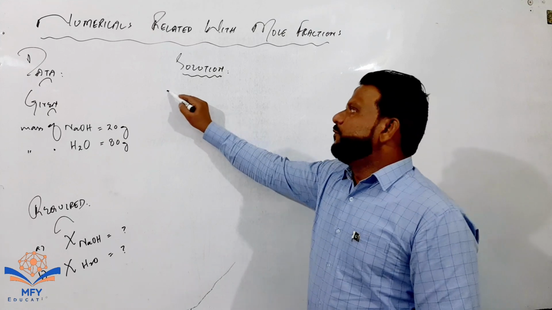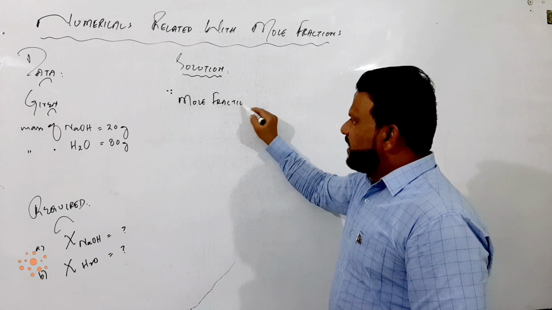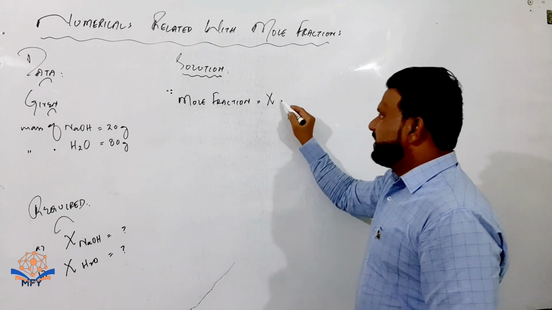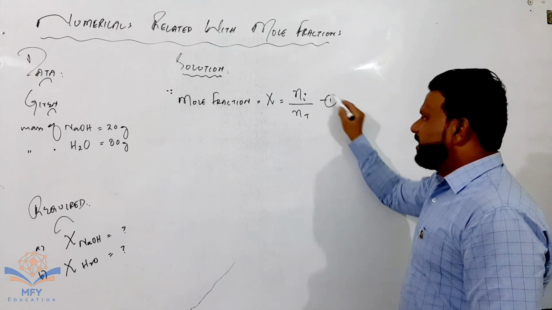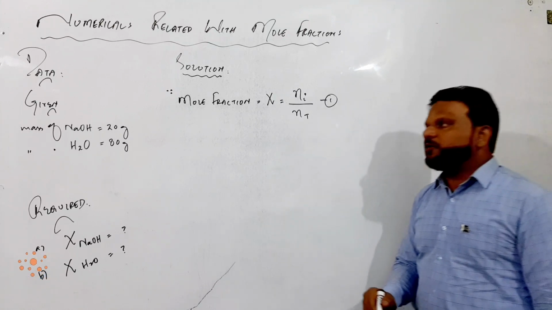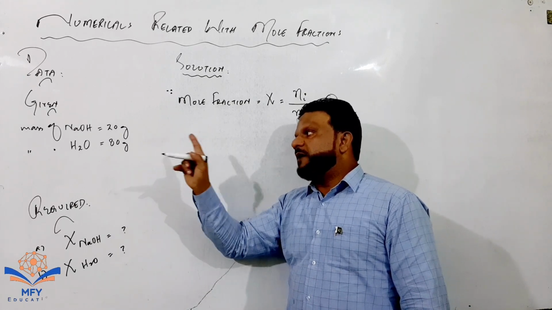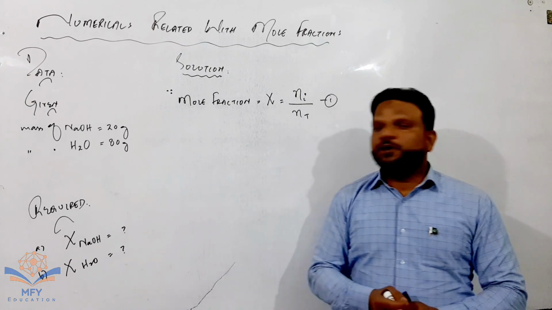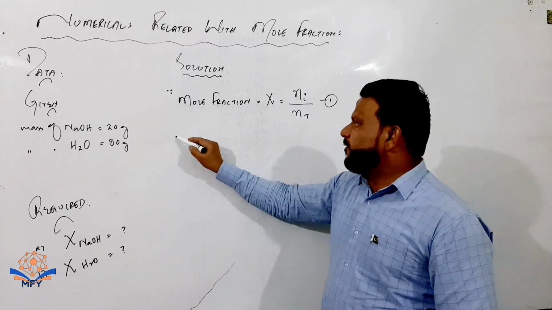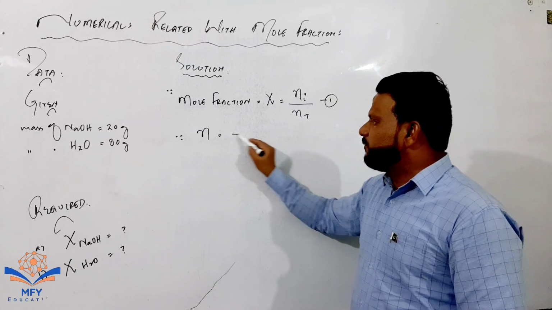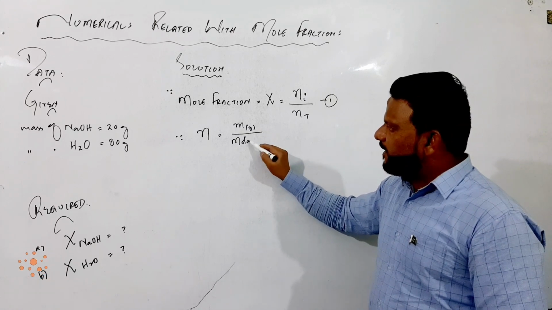We know that mole fraction, which is represented by X, will be equal to individual moles divided by total moles. It means that first of all, we will have to calculate moles of NaOH, then moles of water, and after addition of moles of NaOH and moles of water, we can easily get the total number of moles. Second formula, we know that number of moles will be equal to mass of substance in grams divided by molar mass.